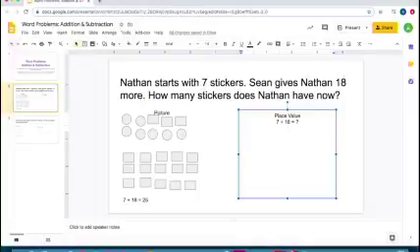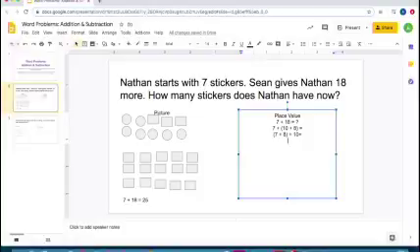So maybe we want to break apart that 7. Maybe we want to break apart the 18. I can show you both ways. If we break apart the 18, it becomes 7 plus 10 plus 8, right? We broke up that 18. We still don't know what it equals yet. We would do 7 plus 8, and then we would take that number and add 10.